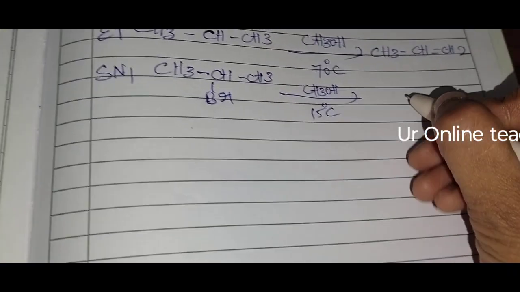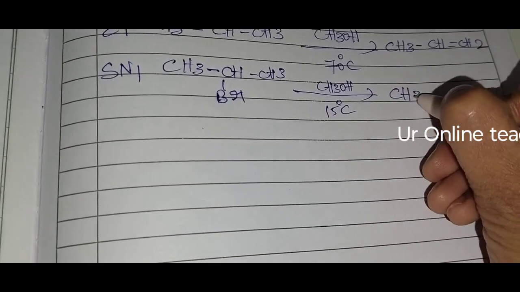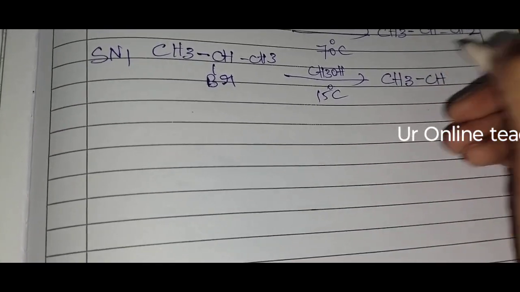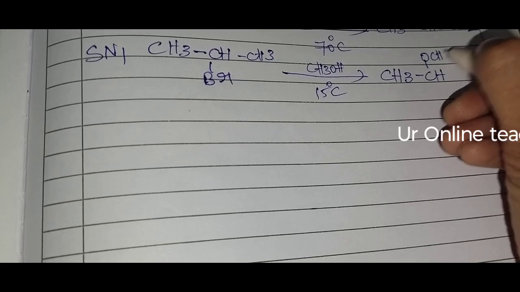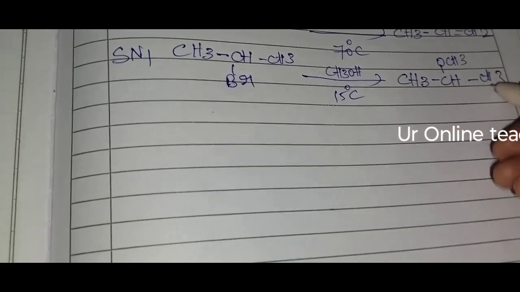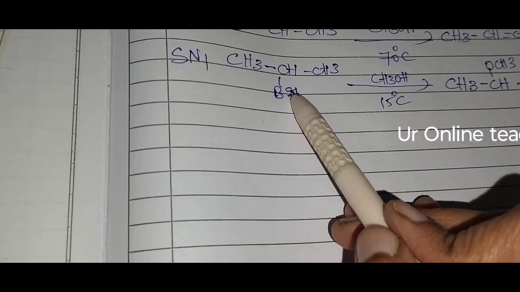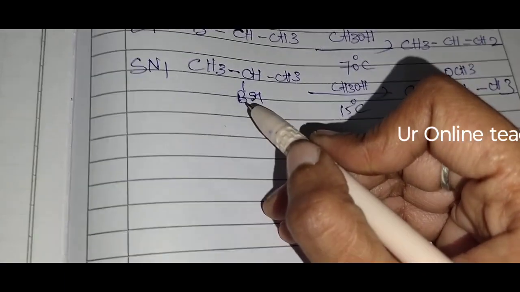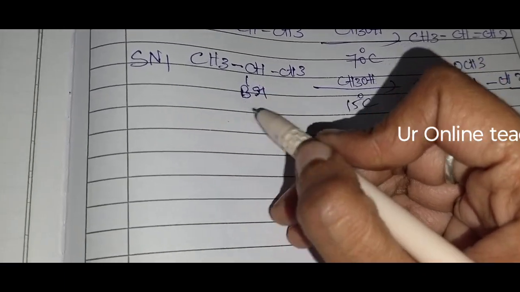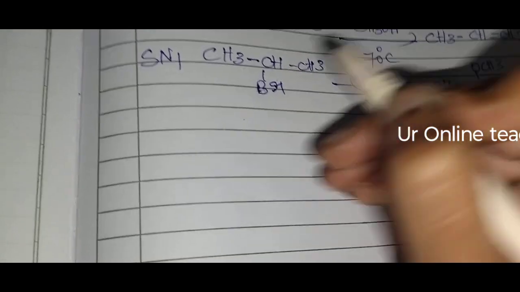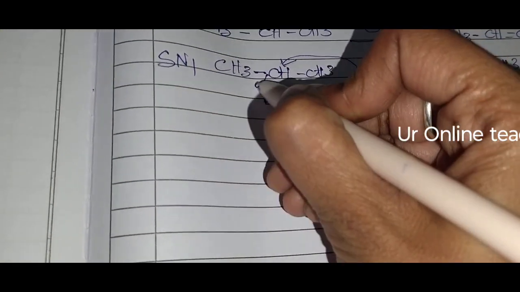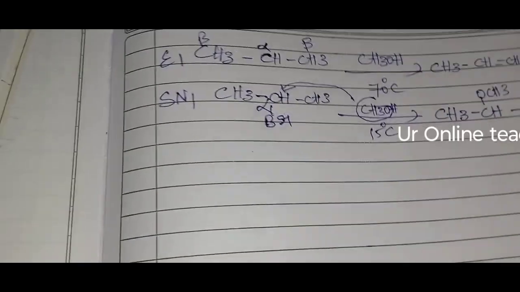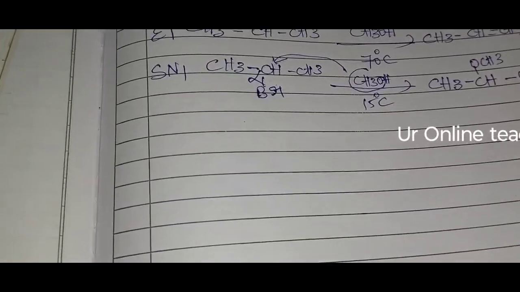So what is going on here? CH3, CH3 and CH3 is formed. Here Br will be removed, and we should remember that in SN1 reactions the halide will be removed, and in that place CH3O will be attached to the alpha carbon atom. So that is the trick to find out the difference between E1 and SN1 reactions.